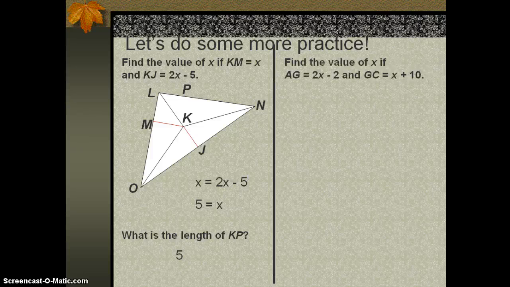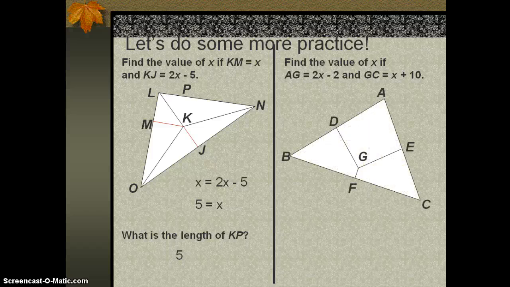Next one, find the value of x if AG is equal to 2x minus 2 and GC is equal to x plus 10. So here I have perpendicular bisectors. I know it's not being shown, but I'm telling you, they're perpendicular bisectors. So AG would be the distance from this point of concurrency to angle A, and GC would be the distance from the point of concurrency to angle C. So we need to draw in those lines, and we know that these lines are going to be equidistant from each other, so we're going to set them equal and solve to get that x is equal to 12.